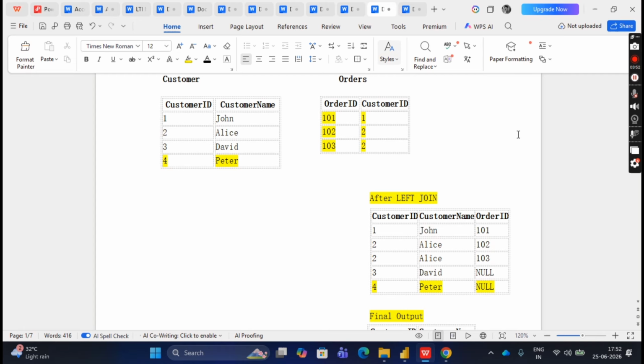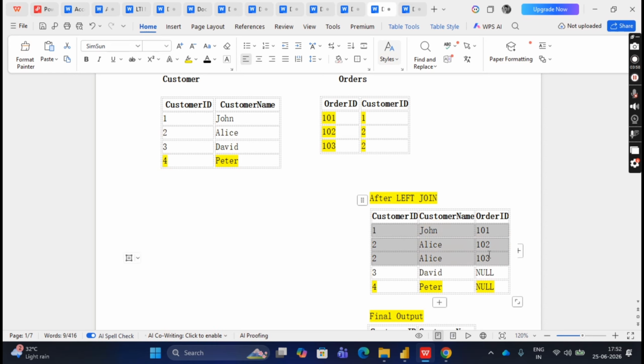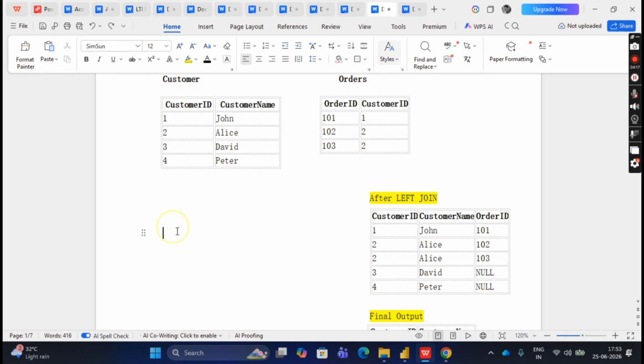But if we had used inner join, we would have got only 1 and 2, because 1 and 2 are the matching customer IDs in both the tables, customer and orders. So in order to get all the values from the left table, we have to join using left join. This is a small introduction which will help you understand the problem. Then I'll write the code for you.